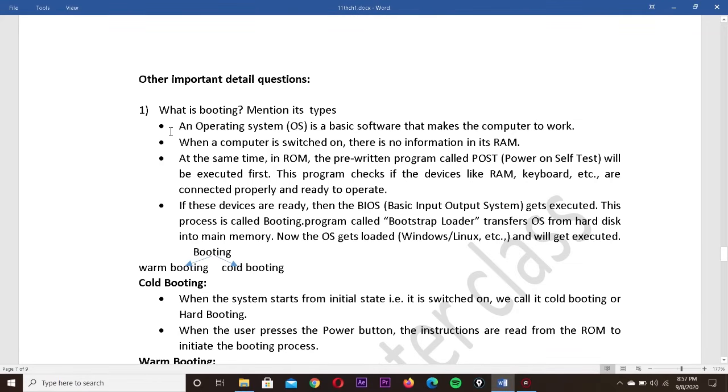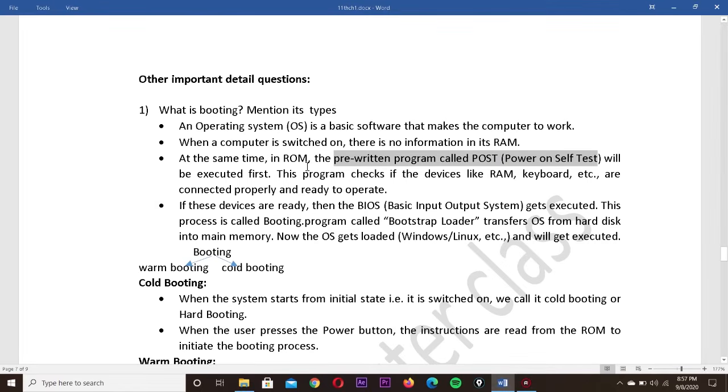So you must definitely study this. Be sure to study this question. So operating system is a basic software that makes the computer work. When a computer is switched on, there is no information in the RAM. At the same time, in ROM, a pre-written program called POST, that is power on self-test, will be executed first. Okay, so as soon as you switch on, there will be nothing in RAM. ROM is a chip, that is read only memory. The information is already recorded there. Okay, that pre-written program is POST, that is power on self-test program.